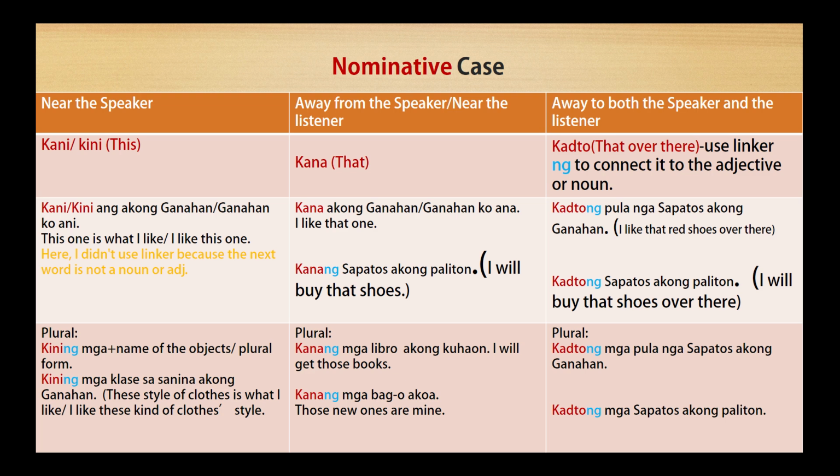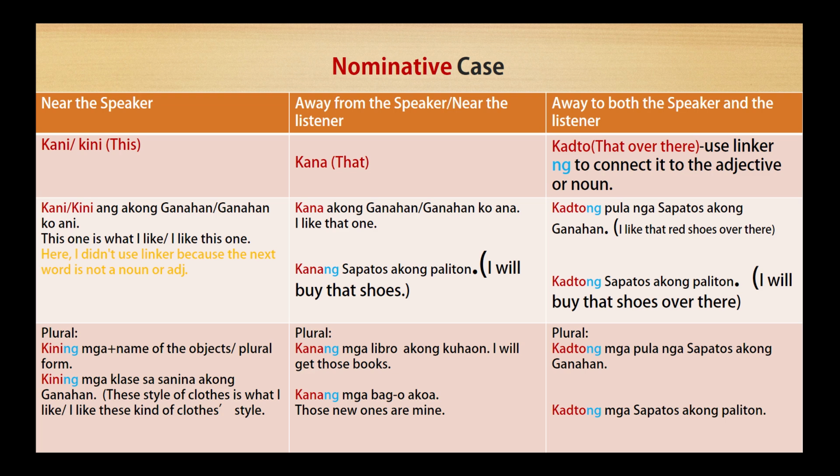You can also make it short, you have ni. But since it is for nominative case, it's not actually good to make it short if it is used as a nominative case. So just use kini or kani. Kini ang akong ganahan. So ganahan ko ani. You can make it short if it is at the end. But if it is in nominative case, you can say kani in the full version, not the short one.